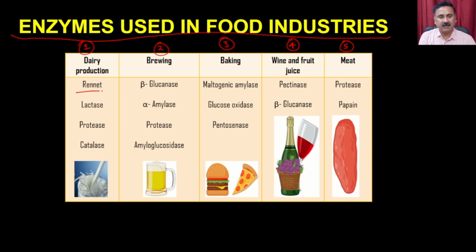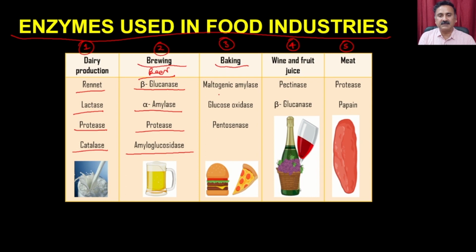of enzymes like rennet, lactase, protease, and catalase. All these enzymes have their own specific and exclusive roles that we are going to discuss. When we're talking about the brewing industry, where you are going to produce beer, it is going to utilize different types of enzymes like beta glucanase, alpha amylase, protease, and amyloglucosidase.